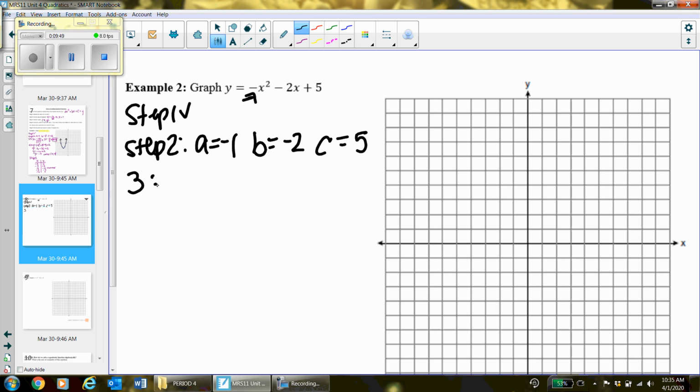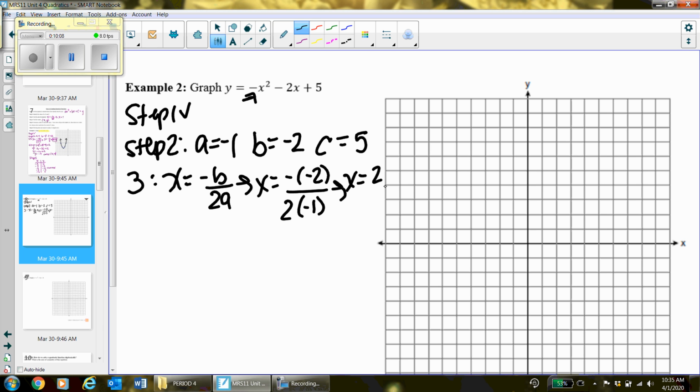All right. Step 3 is going to be find the axis of symmetry. X equals negative B over 2A. So I already have a -2. That means I'm going to have two negatives. And then the 2 times -1 in my denominator. That gives me x equals +2 over -2, which means x equals -1 for the x value of my vertex.